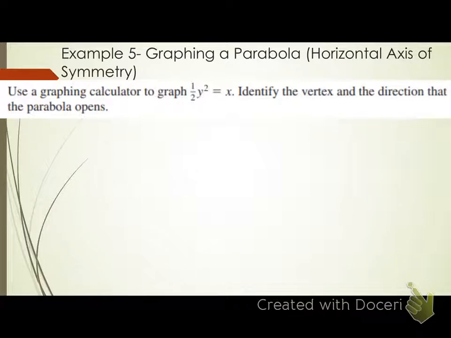So it says use a graphing calculator to graph 1/2 y squared equals x. Identify the vertex and the direction that the parabola opens. So in order to graph it on our graphing calculators, it has to be y equals the rest of the function. That's how the graphing calculator takes the function. Y has to be by itself. We're not graphing yet. Like I said, we got to get y by itself first before we can graph.